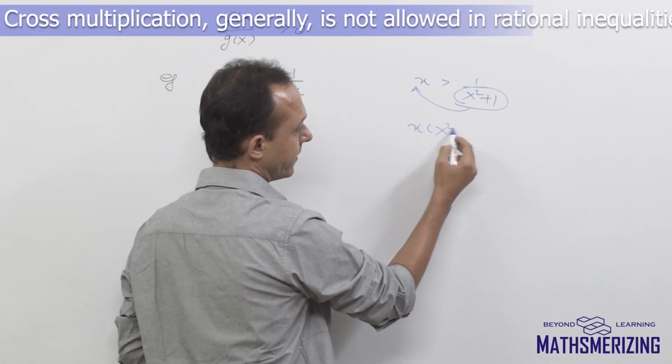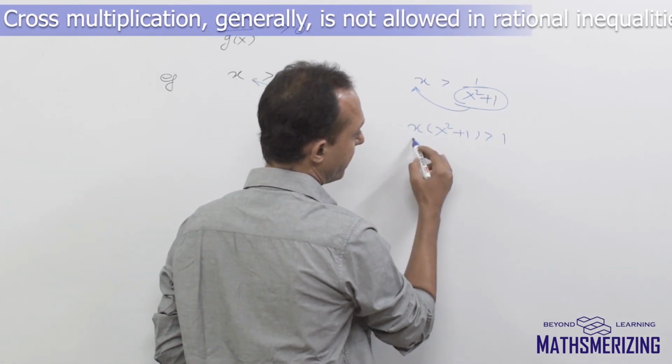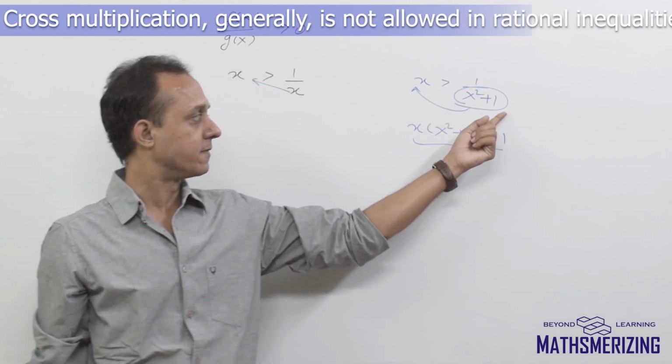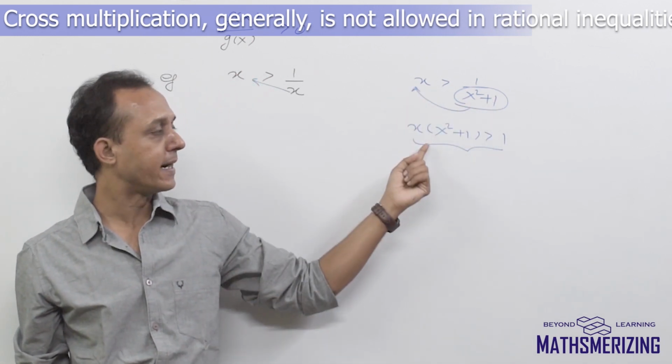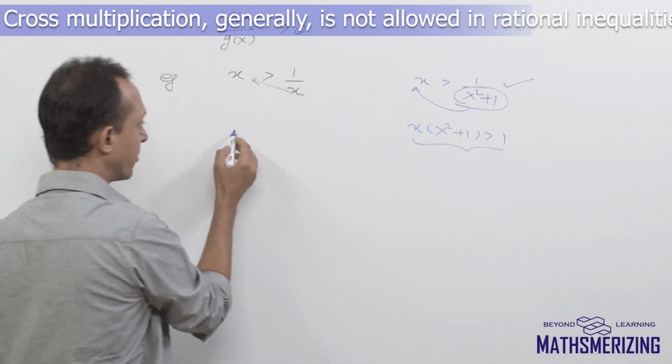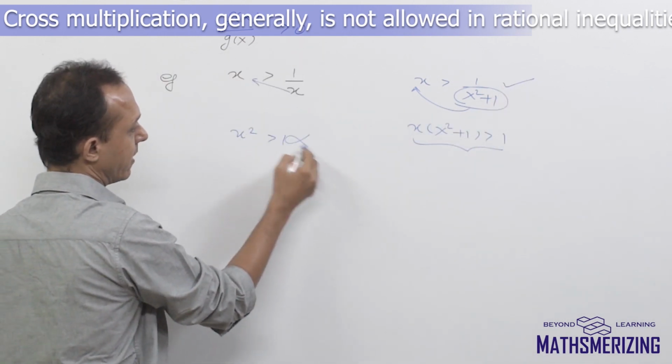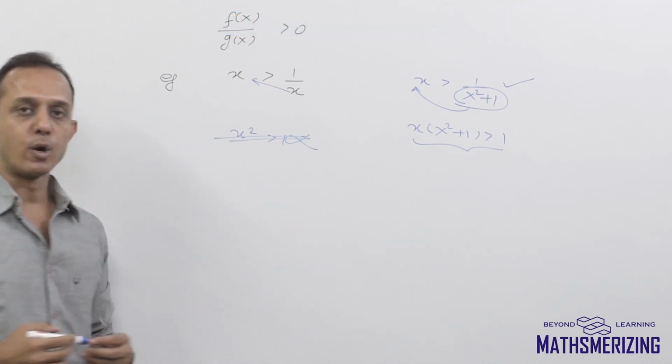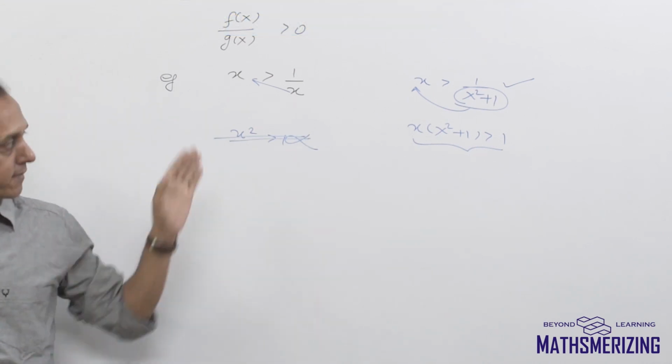I can write x into x square plus 1 is greater than 1, because here I know it's always positive. So when I multiply with a positive number, the sign doesn't change. So here multiplication is allowed. But in this case, if I cross multiply to get x square is greater than 1, here cross multiplication is not allowed. Now, how do we solve such a question?